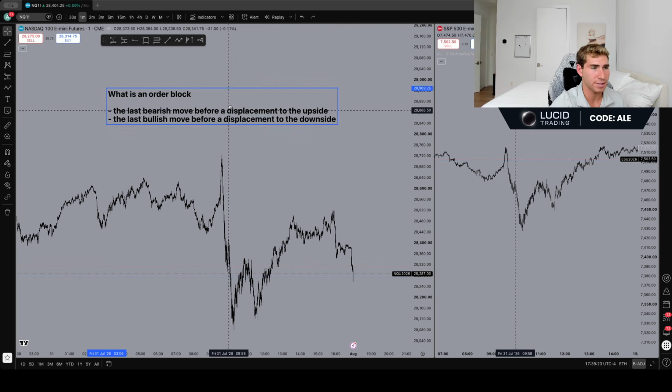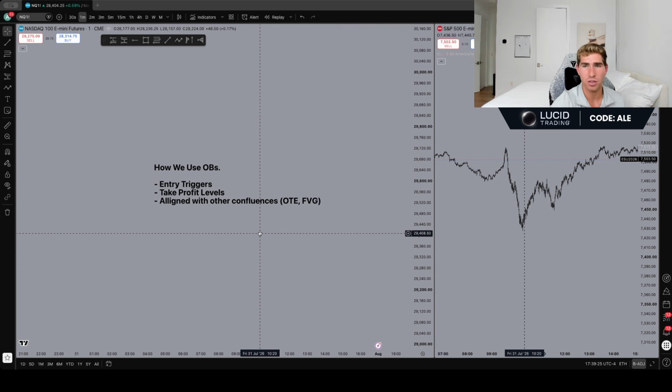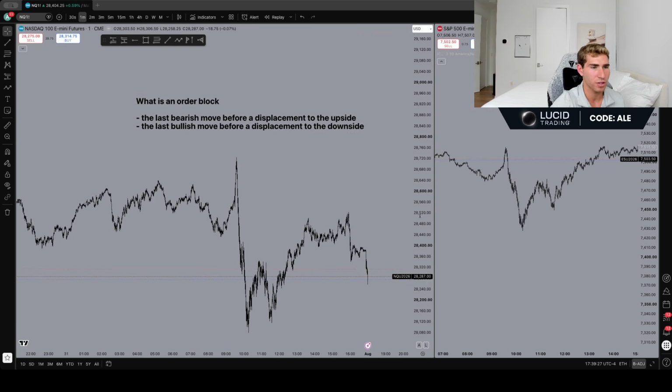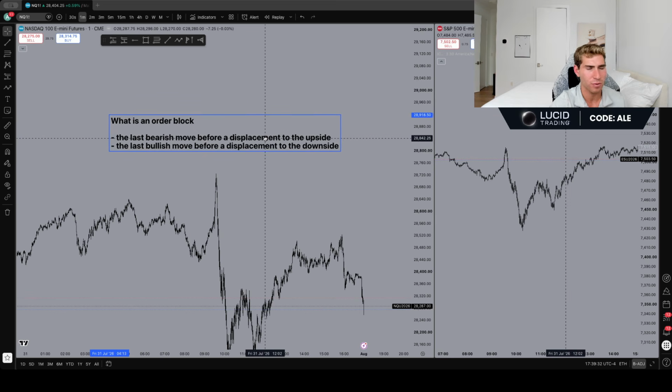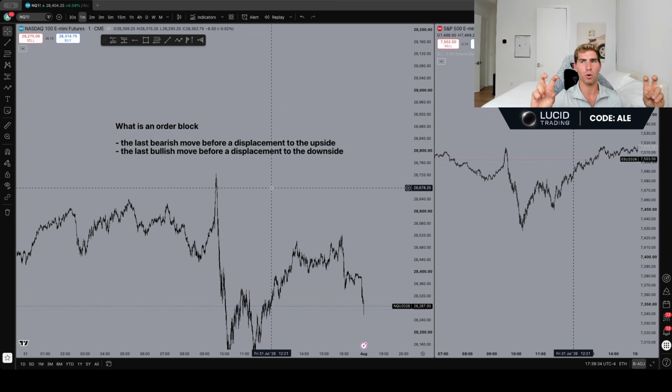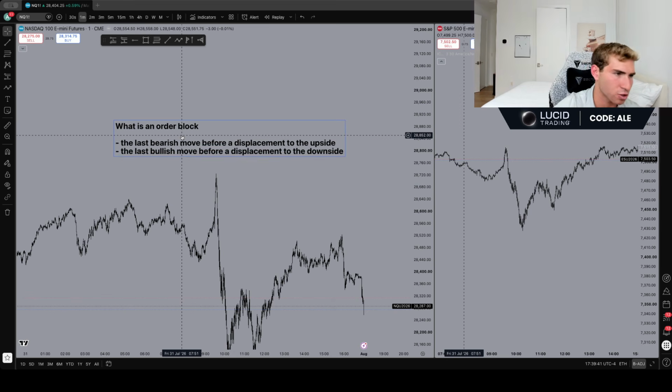I'm going to tell you how to identify it and how I use them. But one thing I cannot tell you is what they actually are composed of, truly being transparent. I know everyone online says that it's just a bunch of orders being placed in the market and there's orders pending there and there's support and resistance there. I really don't care.